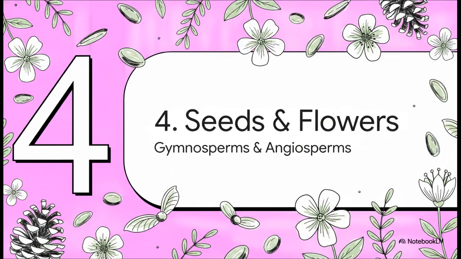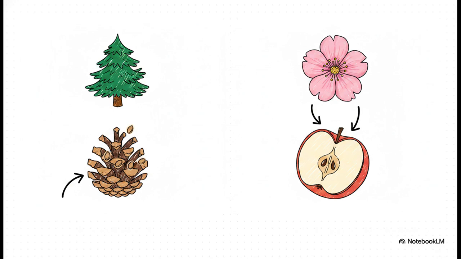Section 4. Gymnosperms and Angiosperms, the age of seeds and flowers. Let's move along and see how this all builds into our next topic. We are now talking about the dominant plants of our modern era. To truly master this section, we must clearly contrast these two massive groups.